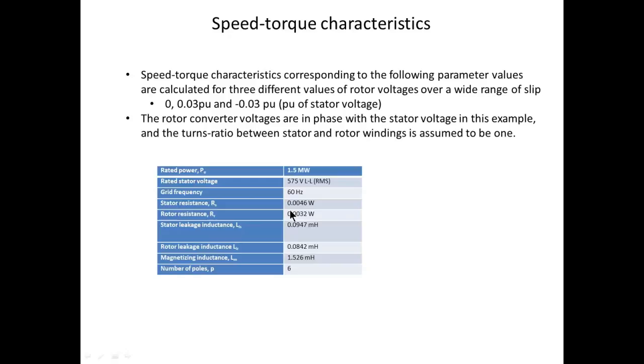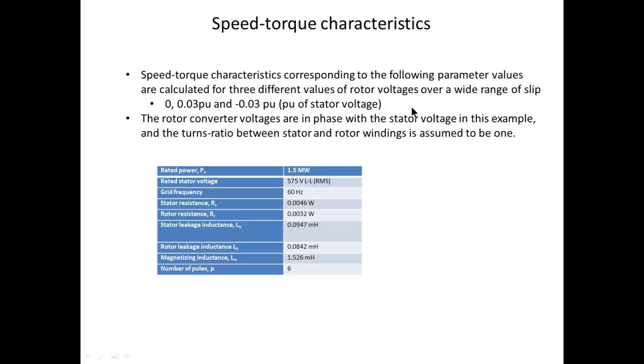So these are the parameters of a 1.5 megawatt DFIG based wind generator system. Grid voltage 575 volts RMS, 60 hertz. All the impedances include the magnetizing inductance. Those are all given, and the number of poles P in this machine is 6. Okay? So that's going to decide what is the synchronous frequency for the applied 60 hertz grid frequency.